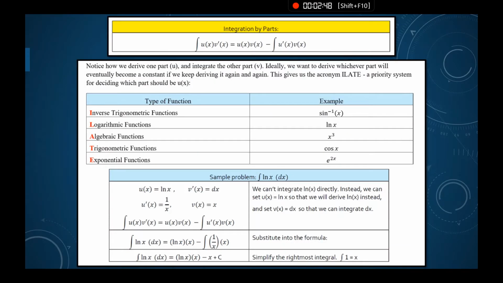So in general, we have a priority order for integration by parts, which we can remember with the acronym ILATE. Any part that you would derive will have this priority order. So if you see an inverse trigonometric function, then we should derive that. If you see a logarithmic function, that would be next, then algebra, then trig, then exponential. So this is top priority to lowest priority.